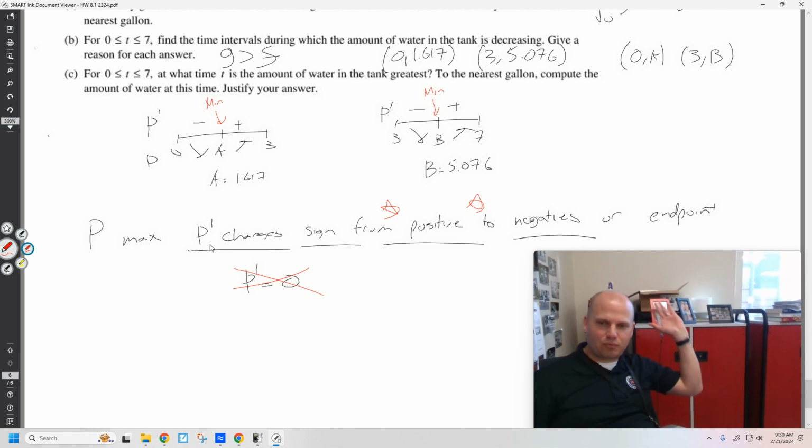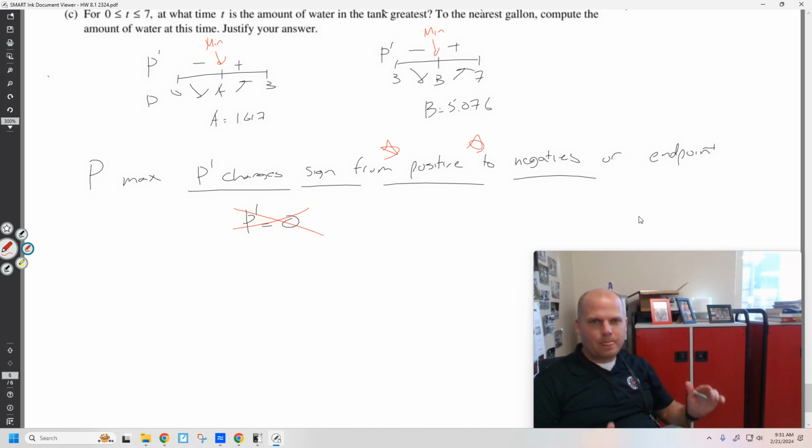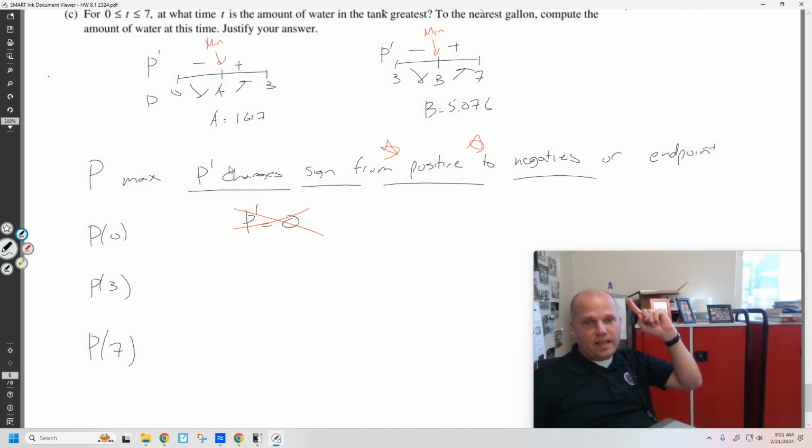We need to improve our candidate statement so we can do a better job of not having to list all 5 candidates off. Really, my only candidates are 0, 3, and 7. If you said P prime equals 0, well, you got to find A. You got to find B. Sucks for you, but you can do it. And I'll do it anyways, just in case you do it.